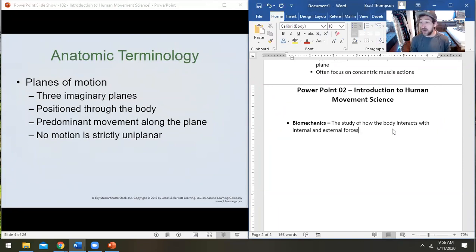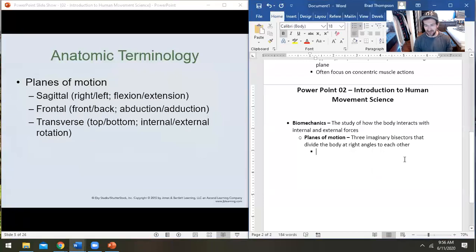So another part of this is obviously our planes of motion, right? Which are 3 imaginary bisectors that divide the body at right angles to each other. Right? So we've got the sagittal plane. Is that on the next slide? Yes. We got the sagittal plane, which is going to divide the body into left and right halves.